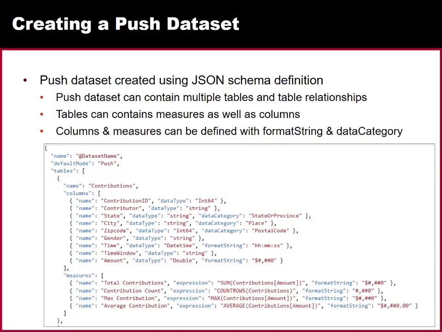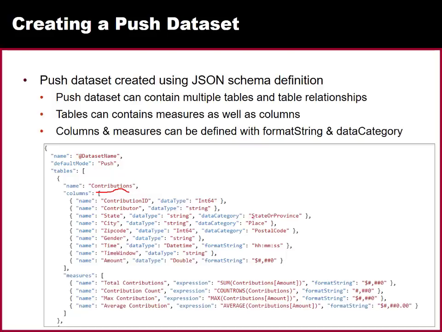Now, when we start working with a push data set, what we're going to see is that we have a lot more flexibility when it comes to data modeling. So first of all, we can have multiple tables. So we have a table which is named contributions. We're also going to have tables for lookup values inside there.